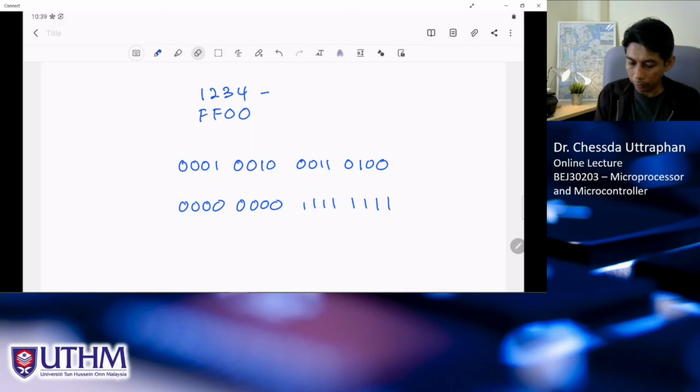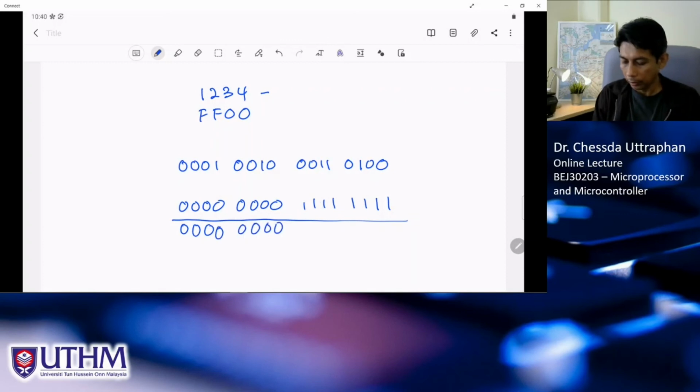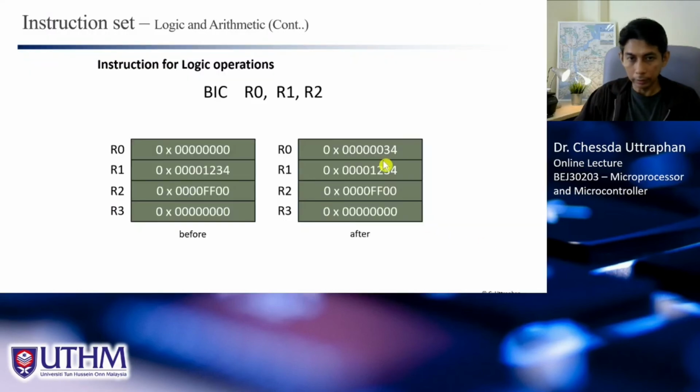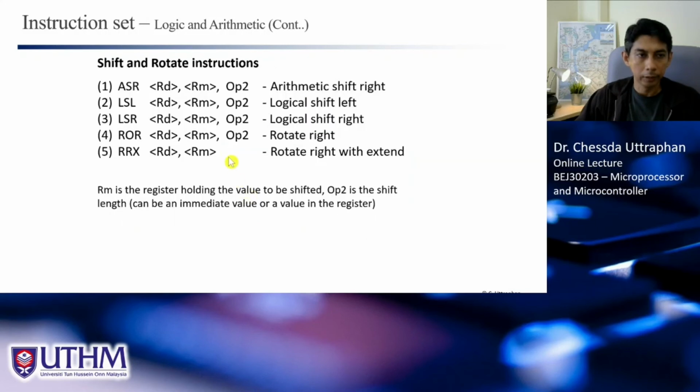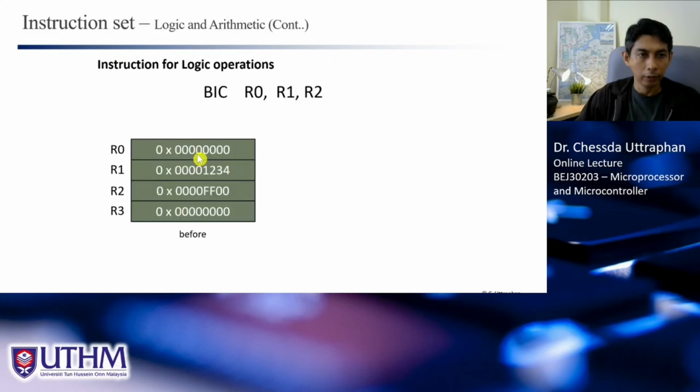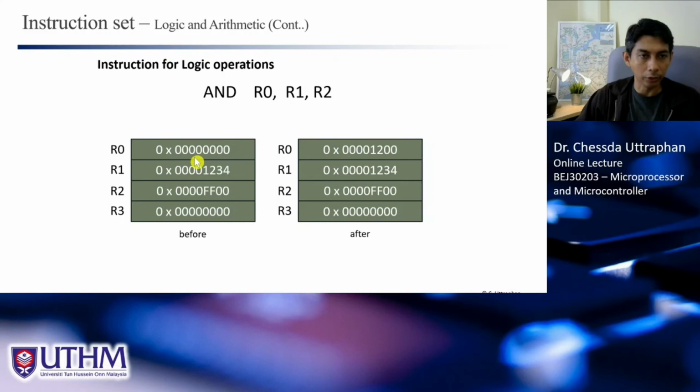So now we AND these two. We will have, this one is 0, 0, 0, 1. We AND, yeah? So we have 0, 0, 0, 0, 0, 0, 0, 1, 1, and 0, 1, 0, 0. So we will have 0, 0, 3, 4, definitely. 0, 0, 3, 4, yes. So we AND this R1 with the complement value of this in R2. Okay, so BIC. For the other operation, you can try on your own, right?